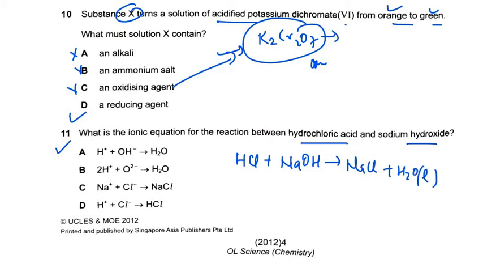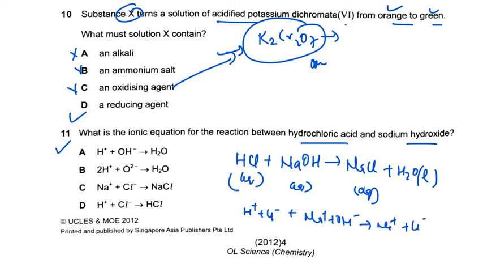Write the states. This is the liquid, this will be aqueous, aqueous, aqueous. Now when you put in aqueous, it will break: H+ Cl- plus Na+ OH- gives Na+ Cl-. All aqueous will break, however liquid and gas they don't break. So H2O. So what is common? Na+ and Cl- are gone. Remaining is H+ plus OH- equals H2O.